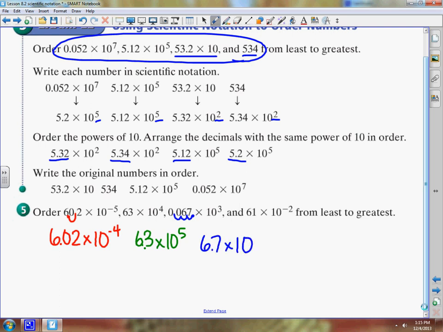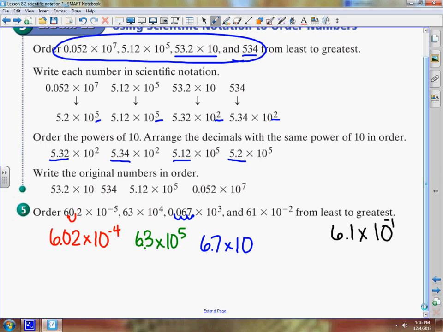And then the last one is 61. So 61 is here, and I want to move it -2 times, so that means I'm going to make it smaller. So my number is 0.61. So 0.61 is my number, and I do this correctly, and I write it in scientific notation. I move it there, and it becomes 6.1 times 10 to the -1 power. So now you can order them from least to greatest.